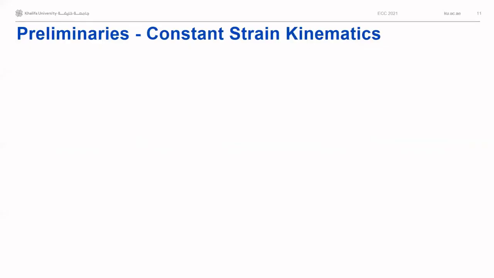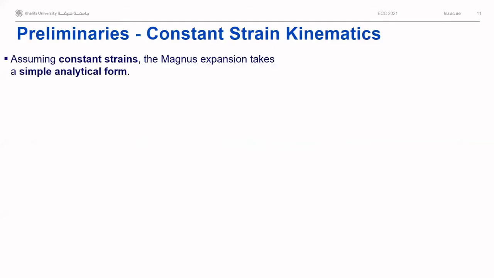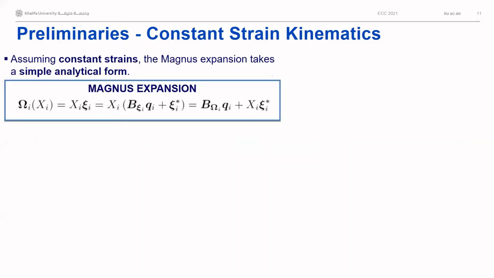So let's start with the constant strain case that allows us to introduce some important concepts that will be useful also for the general variable strain case. So assuming constant strain, the Magnus expansion takes a very simple analytical form, which is basically the strain itself, which is constant. And this is exactly what we have used for the rigid case, where x was equal to 1.